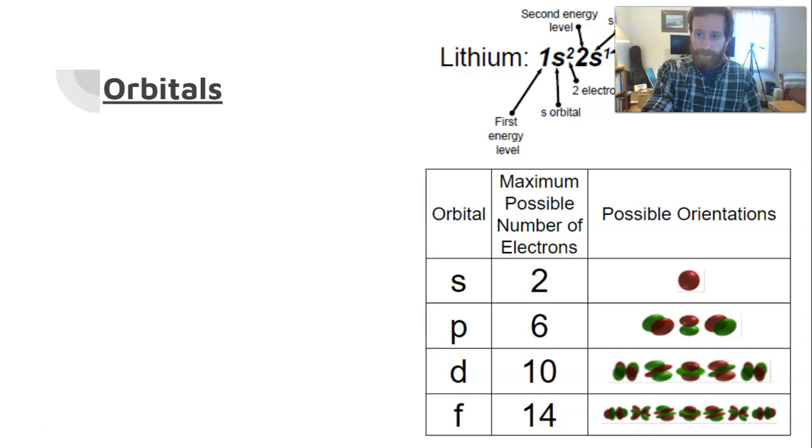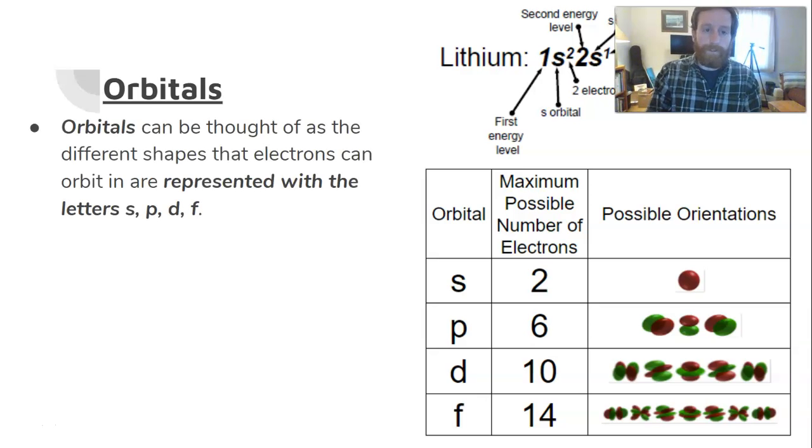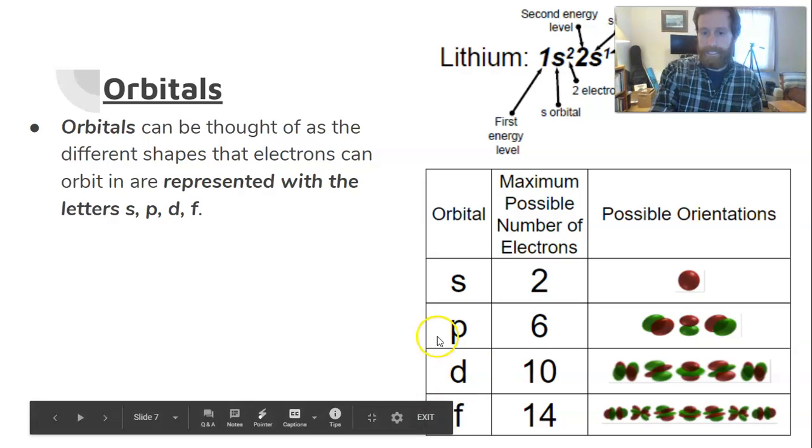So we just covered energy levels. Think of those as distances to the nucleus. Now we'll get into orbitals. Orbitals should be thought of as different shapes that electrons can orbit in and are represented with the letters S, P, D, and F. Those stand for sharp, principal, diffuse, and fundamental, if you're curious. S, P, D, and F.